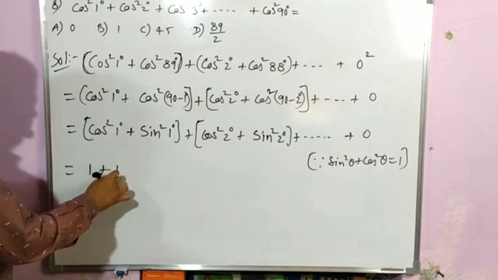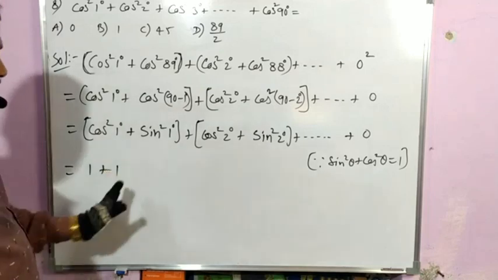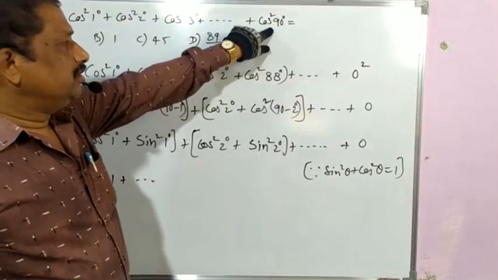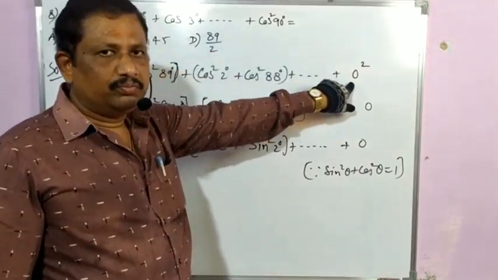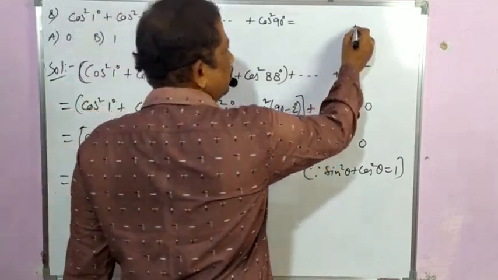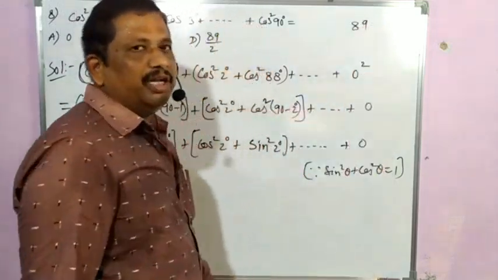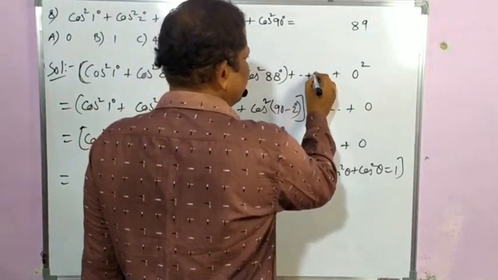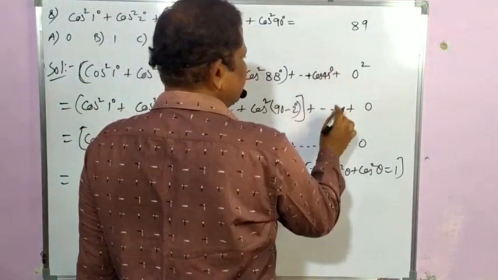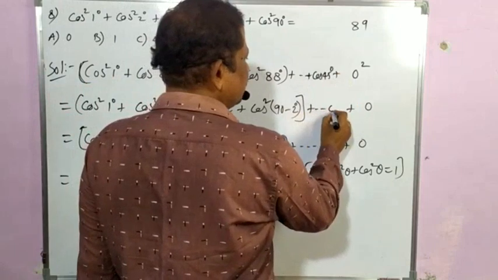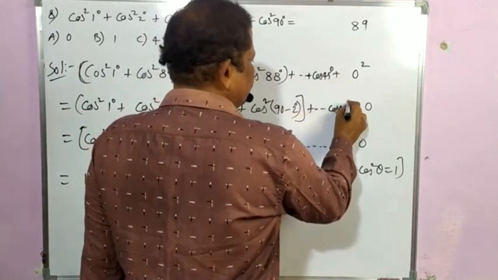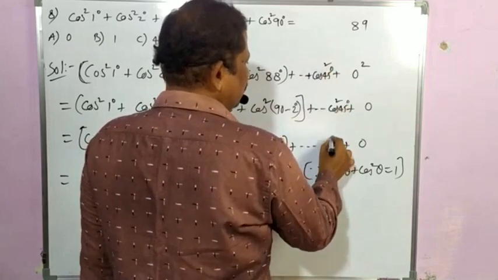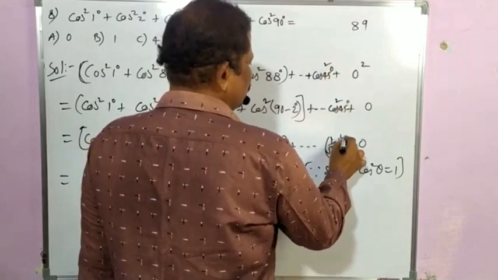So we write 1 plus 1. How many ones will we get? In total 90, and 91 becomes 0. That means 89 terms, and in these 89, the middle one is cos 45 degrees. Cos 45 degrees remains like that only. If you want, you can write that value: cos 45 degrees squared is 1 by root 2 whole square.